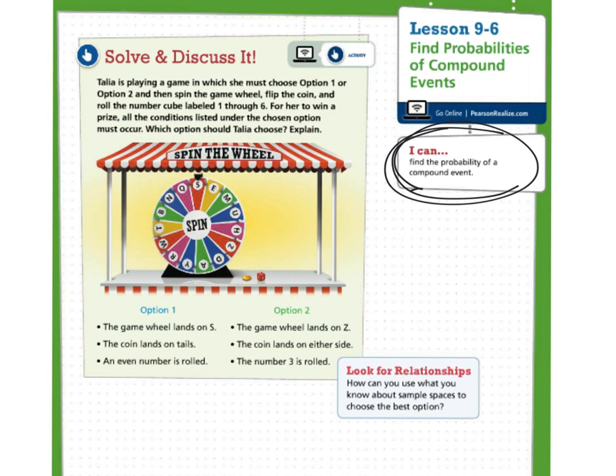Talia is playing a game in which she must choose option 1 or option 2, and then spin the game wheel, flip the coin, and roll the number cube labeled 1 through 6. So she has two options. In order for her to win a prize, all the conditions under each chosen option must occur. Which option should Talia choose? So in this problem, what we're really looking for is which of those two options gives her the better chance of winning.